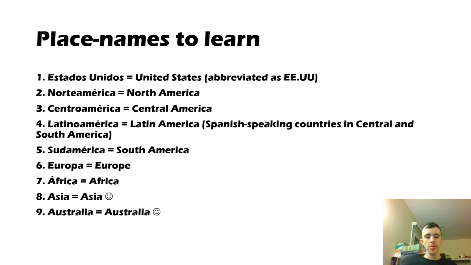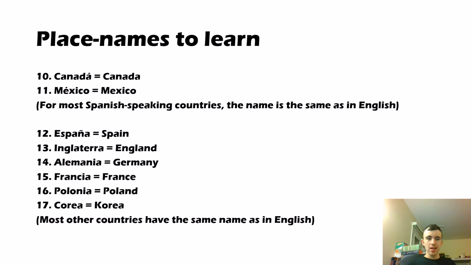But there are still a couple place names that are not the same as in English, like on this slide. So Canadá and México are both almost the same, with just one accent mark per word. Then España, you might have heard Spanish being called Español, so it makes sense that the word for Spain, where the Spanish language originated, would have a similar name. Then Inglaterra combines Inglés, the word for English as in the language, and tierra, meaning land, so you get England.